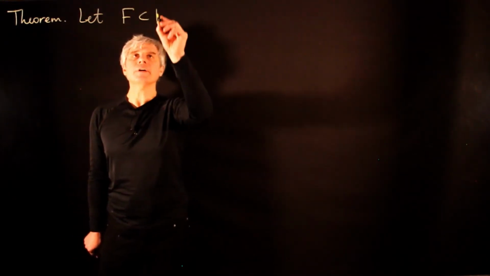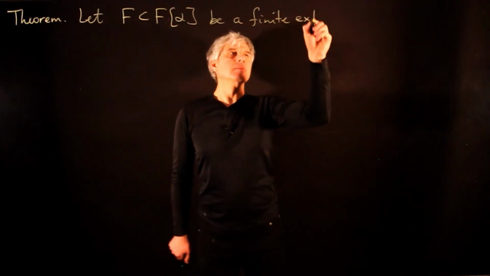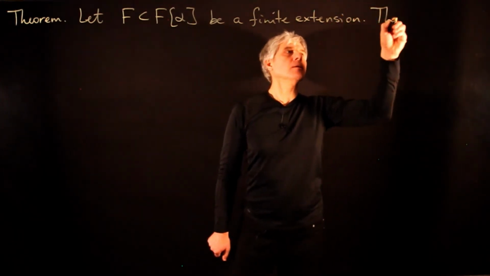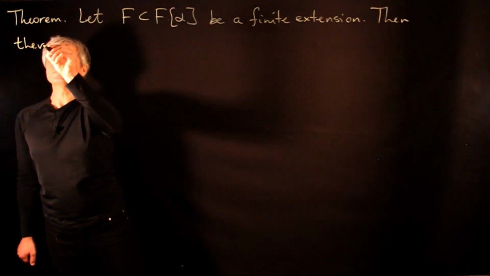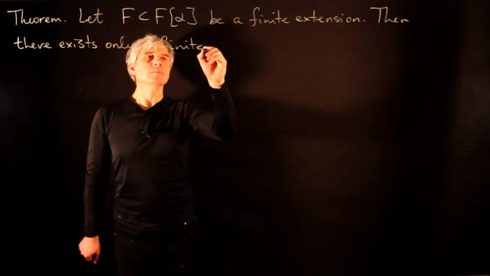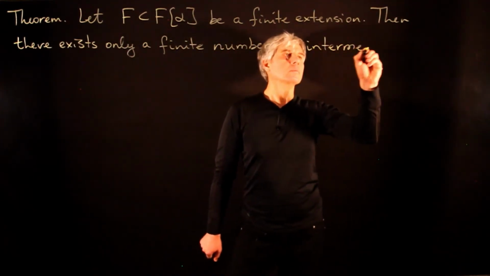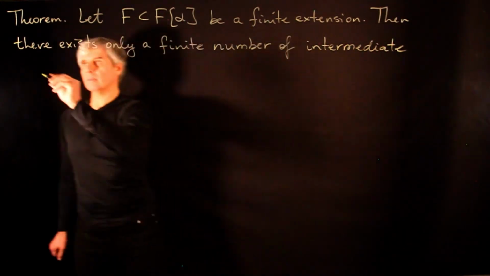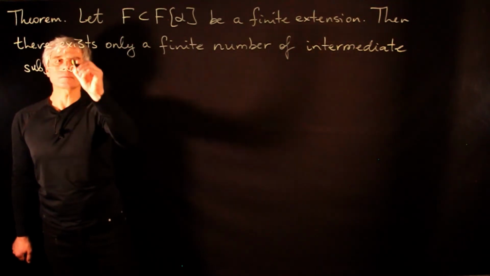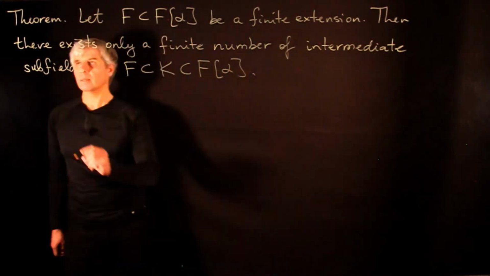Next, let us prove the following theorem. Let F(alpha) be a finite extension of F. Then there exists only a finite number of intermediate subfields K, which are in between F and F(alpha). Let us give a proof.